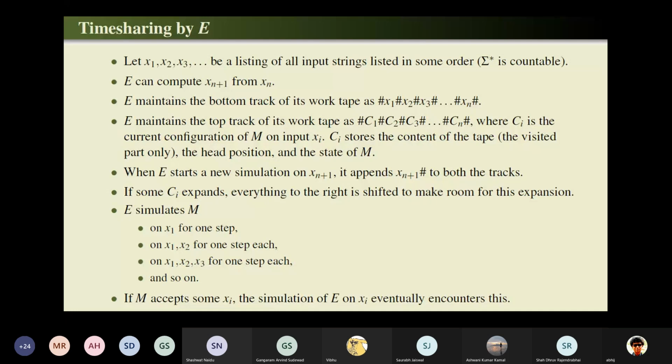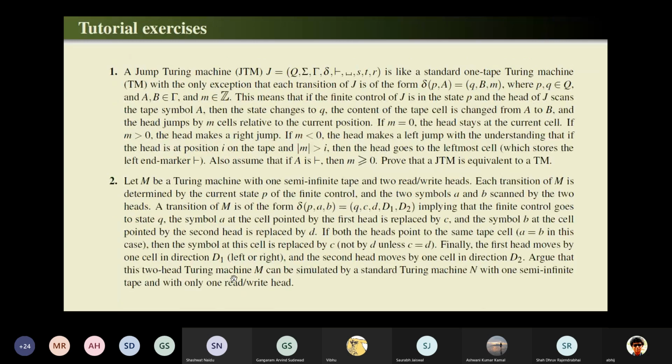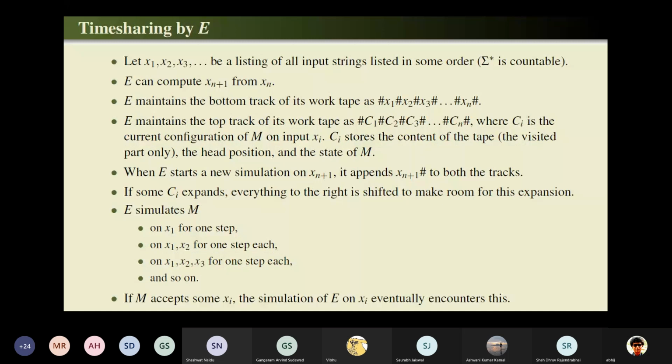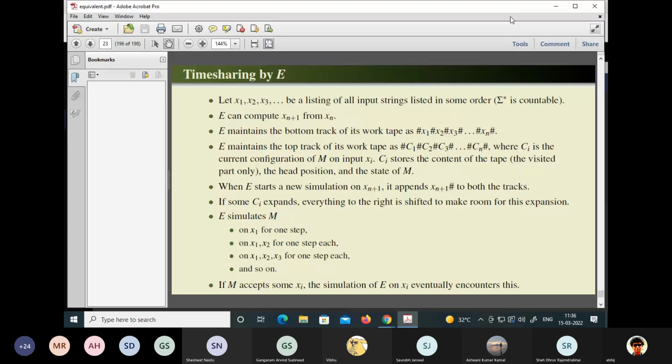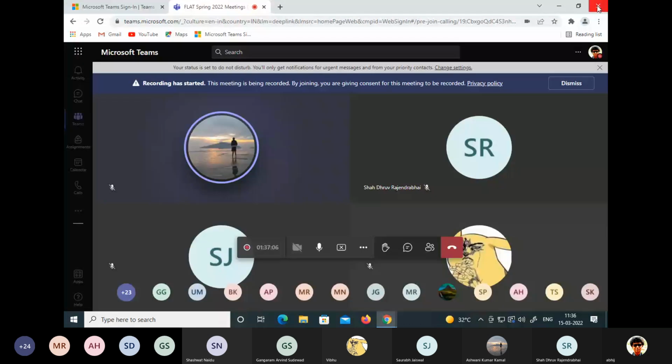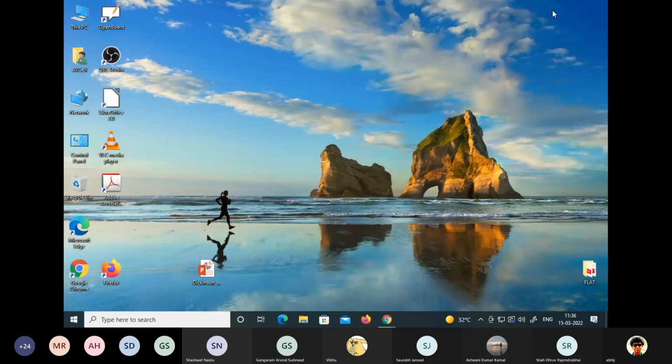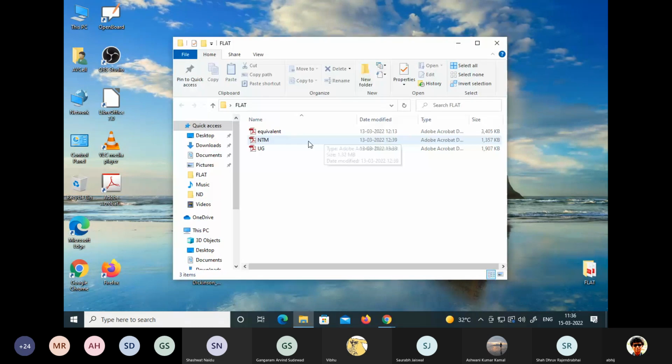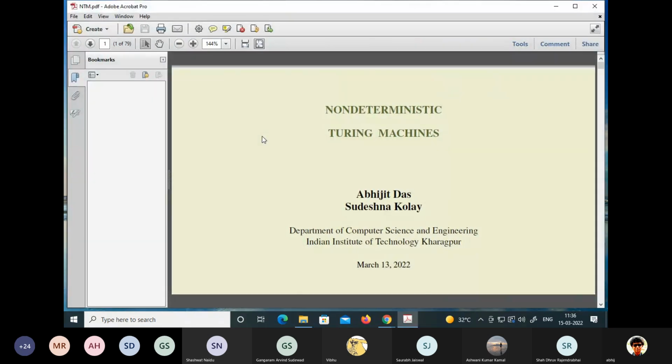Okay, so I think that is it, and here are some exercises for tutorials. We will solve some of these later, but anyway, we have lost quite some time. Let me switch to another topic and let us see how much we can proceed today.